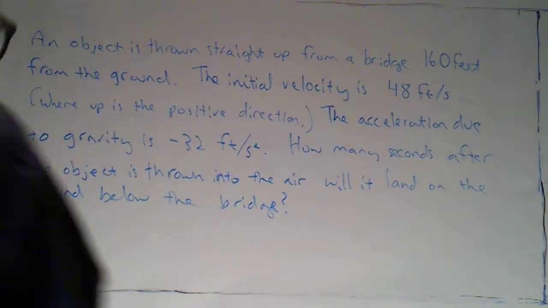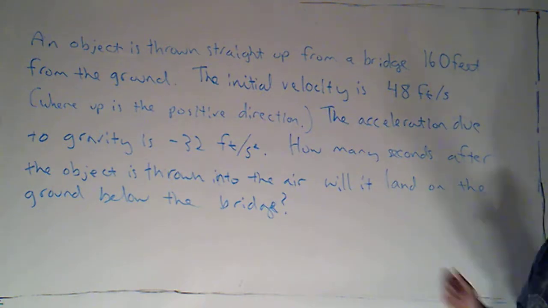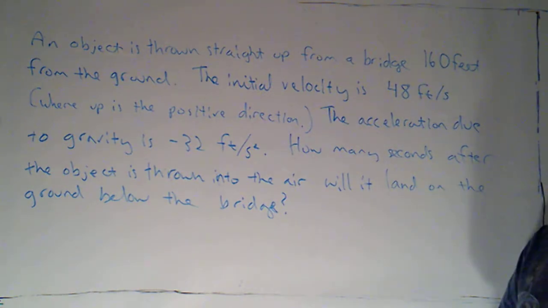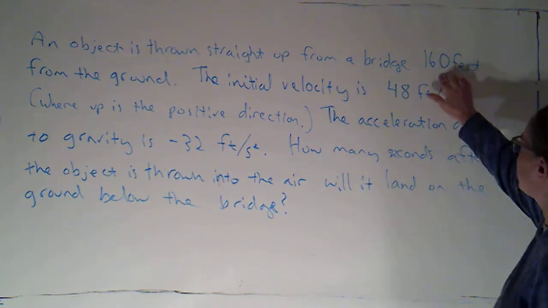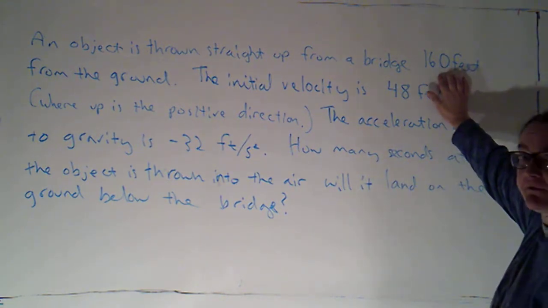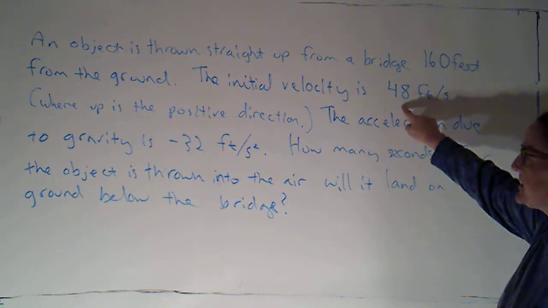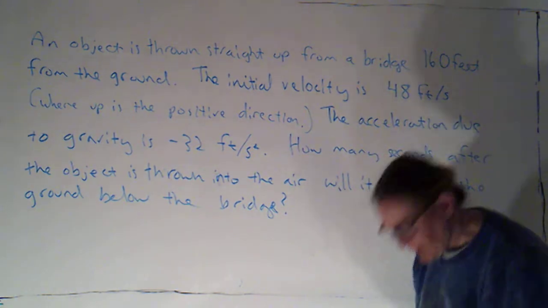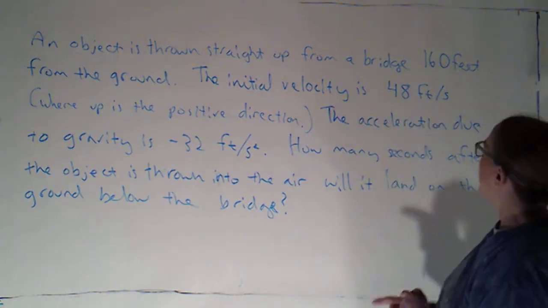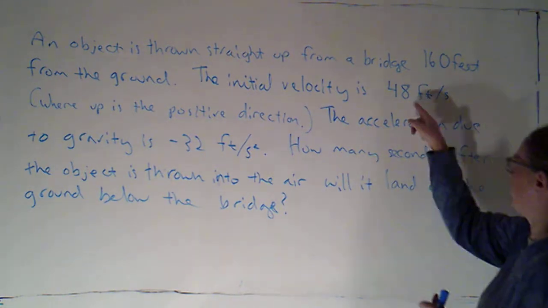Okay, I've got a problem up on the board here, and it turns out this is another initial value problem that we just need to interpret a little bit. An object is going to be thrown straight up from a bridge, and the bridge is 160 feet from the ground. The initial velocity is 48 feet per second, and up is the positive direction. So I'm not throwing it down, I'm throwing it up with an initial velocity of 48 feet per second.